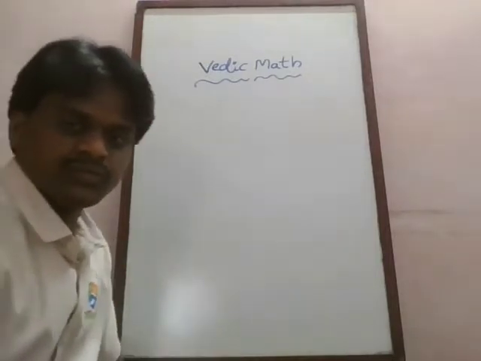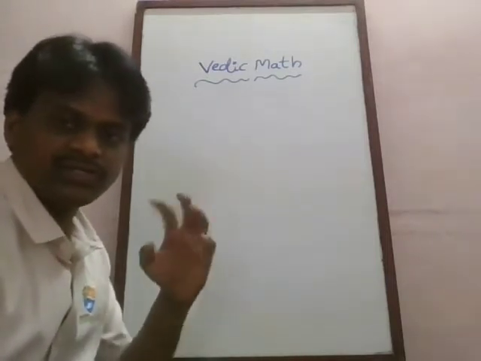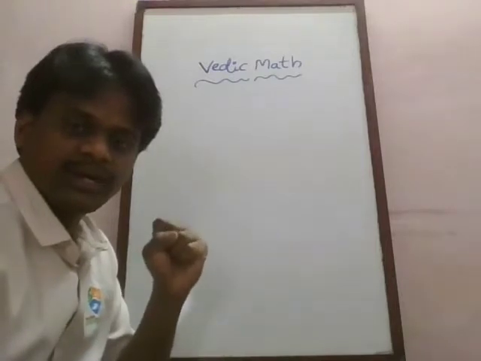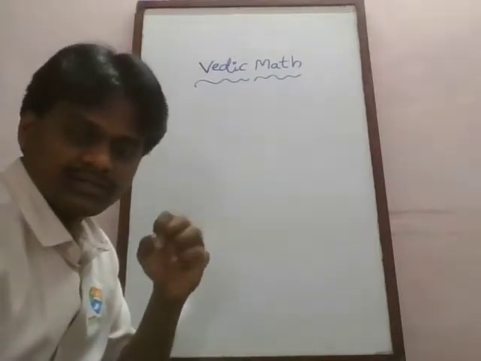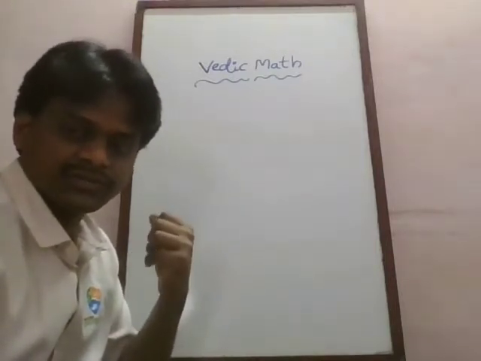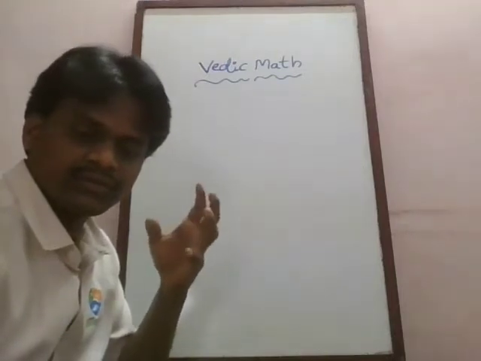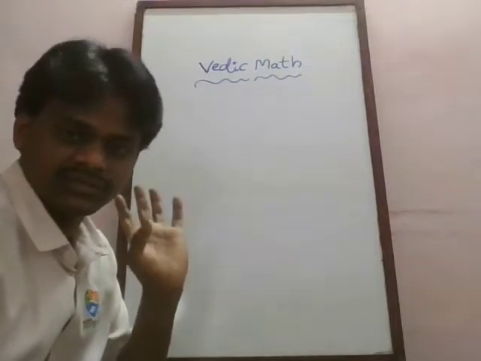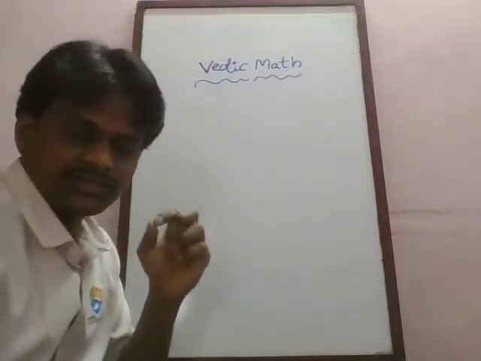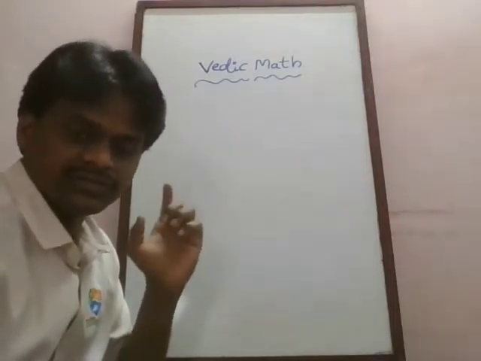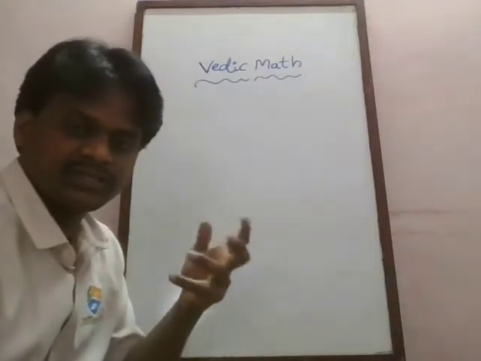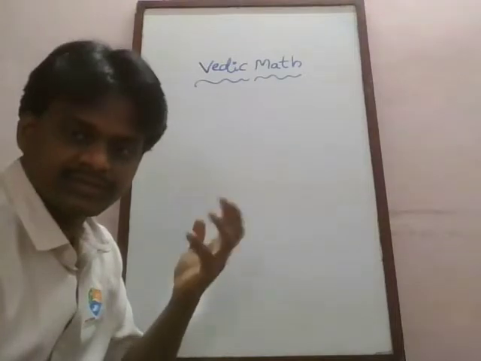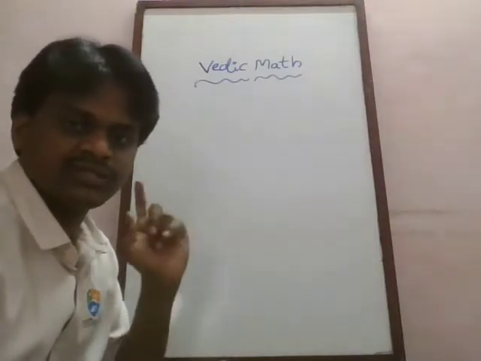Okay, so first of all, what is Vedic math? Vedic math is a system of mental calculations. That means most of the calculations we can do in our mind only in Vedic math. So that's why it is a system of mental calculations, or simply we can say that it's a shortcut method to mathematics. It's shortcut tricks. This is the definition of Vedic math.